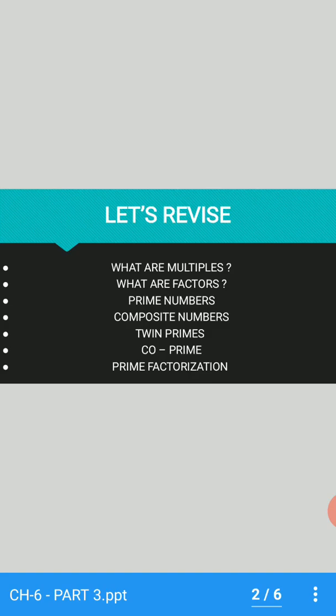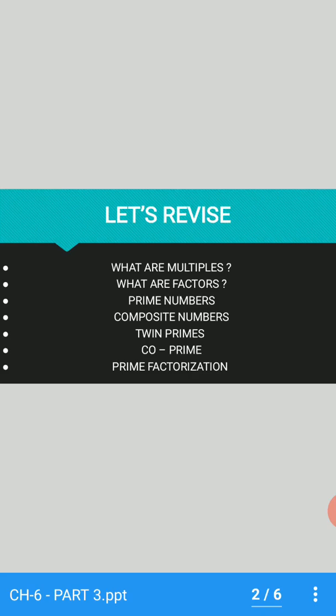Clear? Now we will see the 4 table. Does 8 come in the 4 table? Yes. So these numbers 1, 2, 4, 8 are the factors of 8. Clear? Now we will discuss prime numbers.